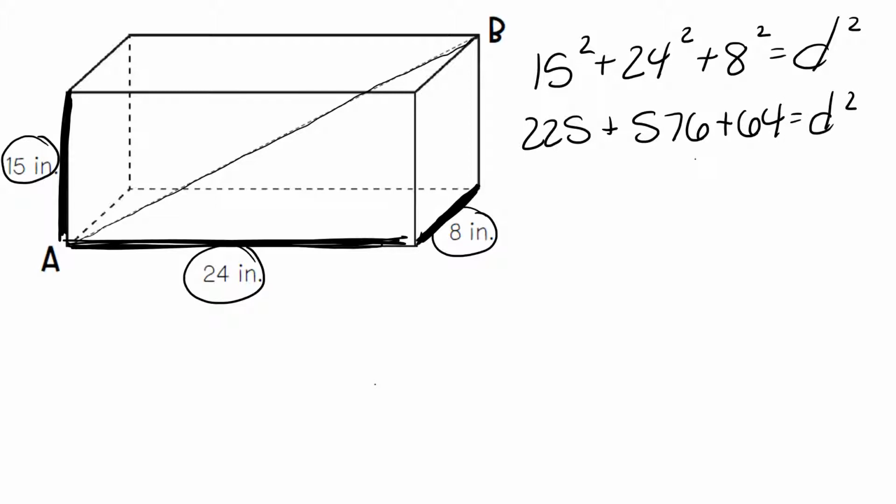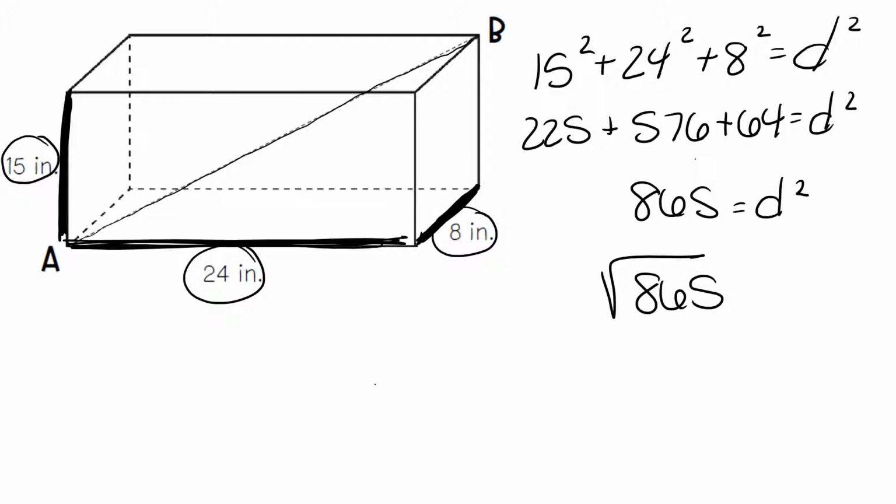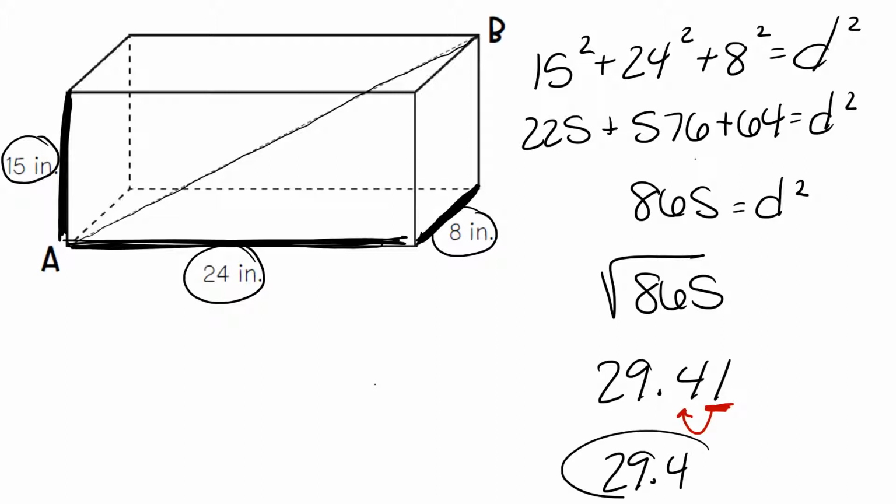We're going to add all those numbers together. 225 plus 576 plus 64 is going to give us 865. Last step of the Pythagorean theorem is to take the square root. The square root of 865 is 29.41. Looking at that second decimal place, 4 and less, we round down. So 29.4 is our answer.